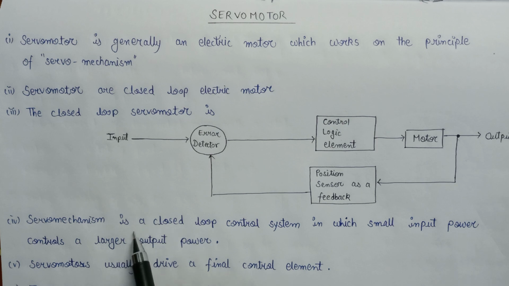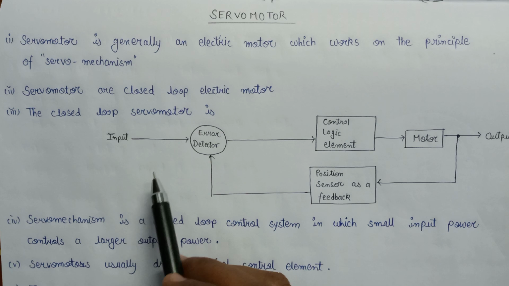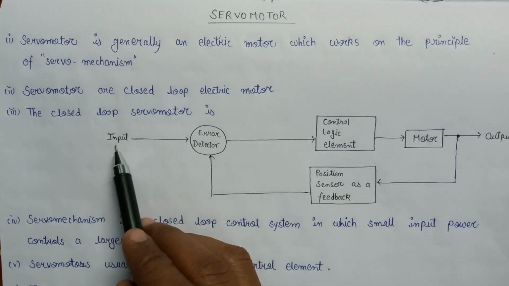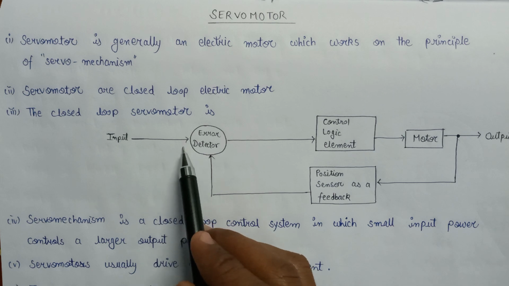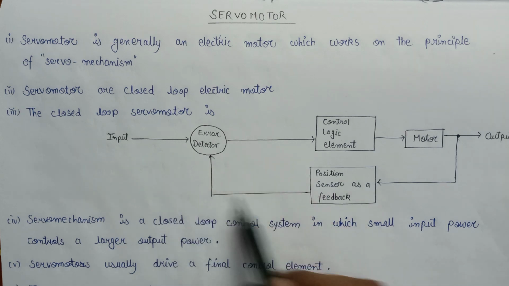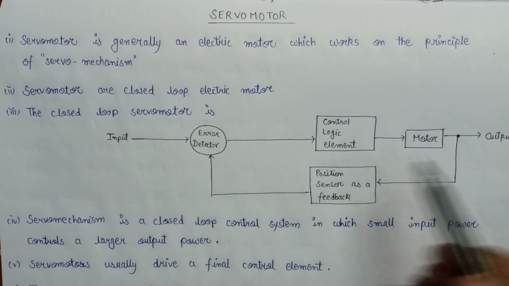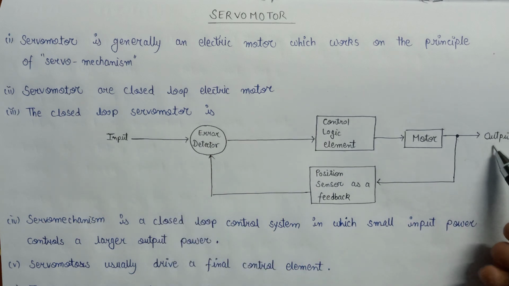A servo mechanism is a closed loop control system in which a small input controls a larger output power. So according to the servo mechanism, in the case of the servo motor, a small input is applied to the control system, and this small input will control the larger power, that is, the larger output.